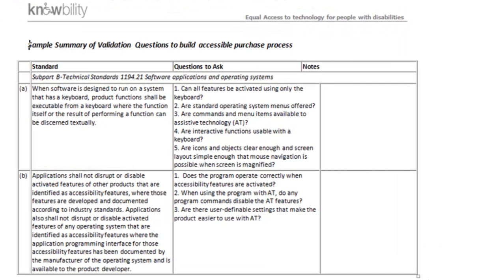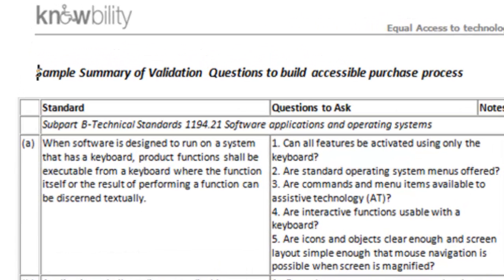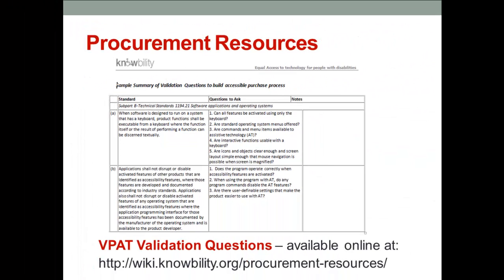One of these procurement resources is a VPAT validation tool. A VPAT is a voluntary product accessibility template that many vendors have available on their websites. The VPAT validation questions will provide you with questions to ask the vendors to determine whether or not the claims they have made on their VPATs are in fact valid.